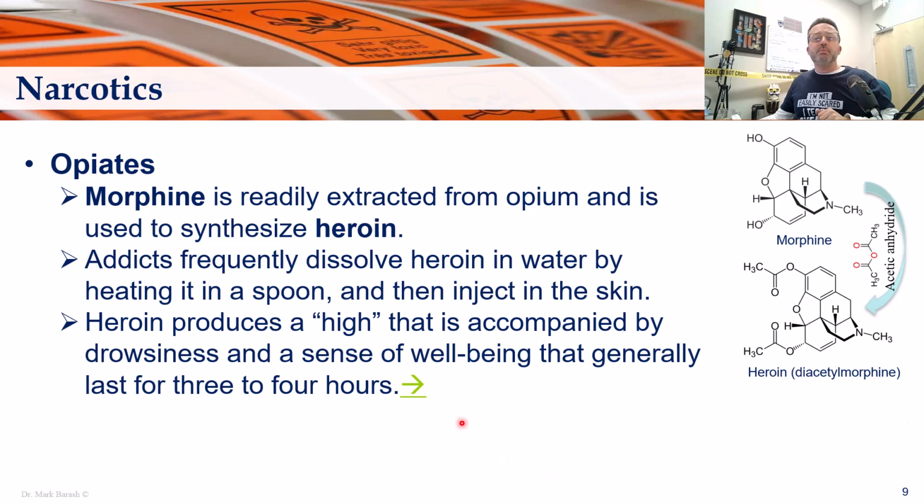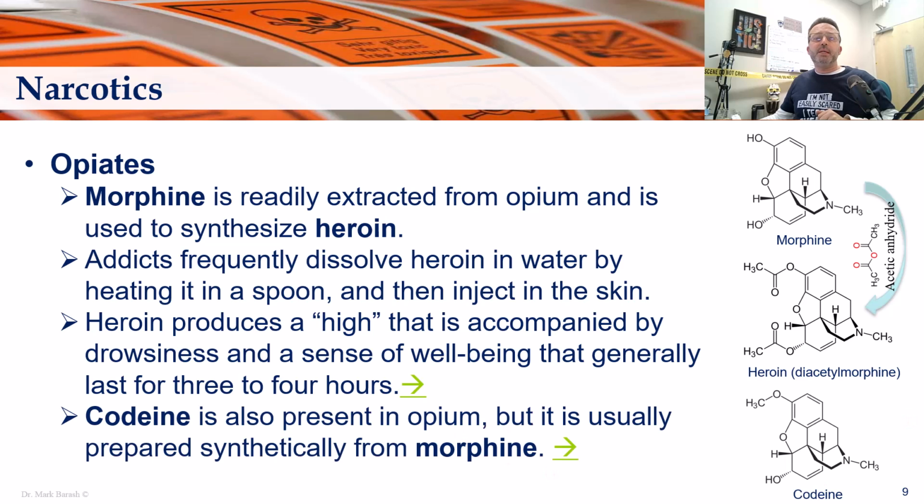And another widely used and abused opiate is codeine. Now, codeine is also present in opium, but it is usually prepared synthetically from morphine, and you can clearly see the similarity in the chemical structure between these two. It is commonly used as a cough suppressant in cough syrup. Codeine is only 1/6 as strong as morphine, so it's not an attractive street drug for addicts. However, due to its increasing abuse, it became regulated and requires a prescription.